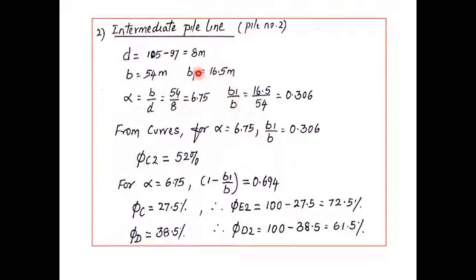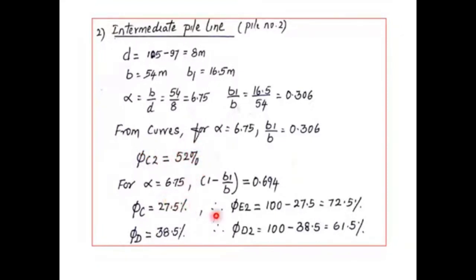We should calculate what is known as B1 by B. That means the distance of the intermediate pile from the upstream end is 16.5. Total length is 54. That comes to 0.306. Now from the curves for alpha 6.75 and B1 by B as 0.3, we should get what is known as phi C2. That is 52%. So here the pressure at the point C2 is 52%.